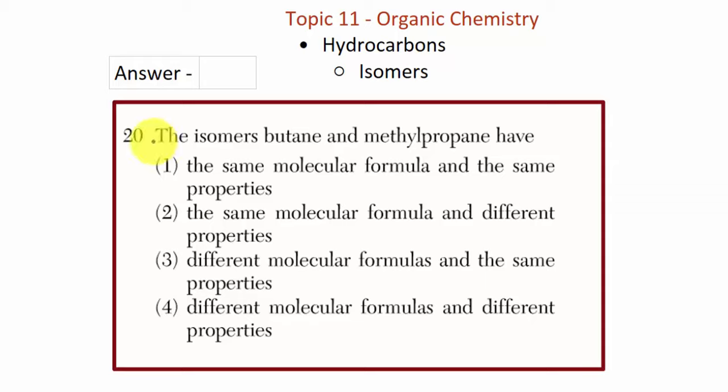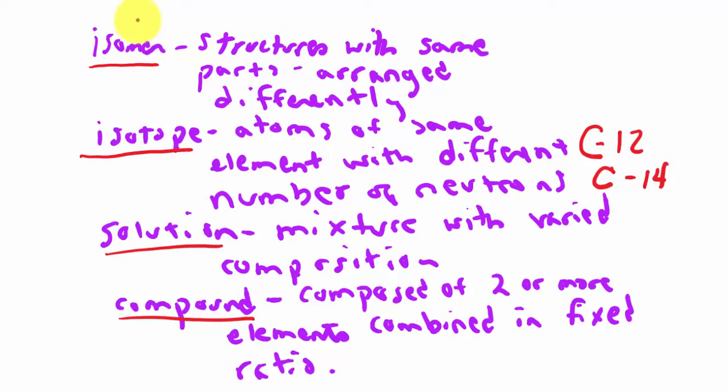Question 20. The isomers butane and methylpropane have. Well, we're told that these 2 compounds are isomers. And if you recall, earlier in this video, we mentioned isomers. Let's take a look back. This was question number 4. We said that isomers were when you have structures with the same parts, but they are arranged differently.